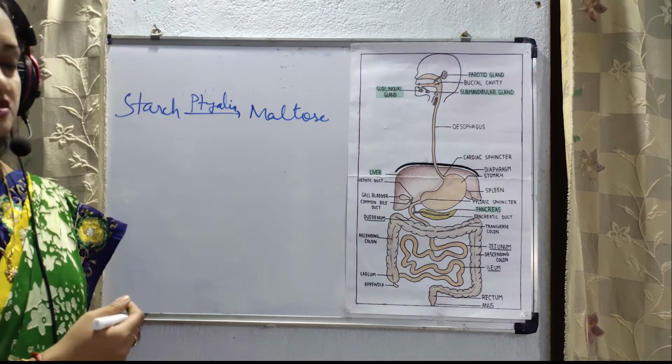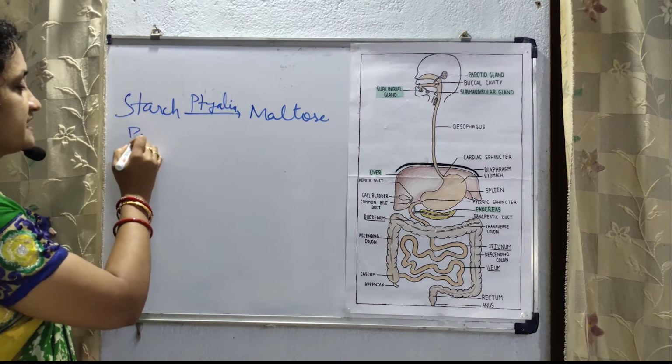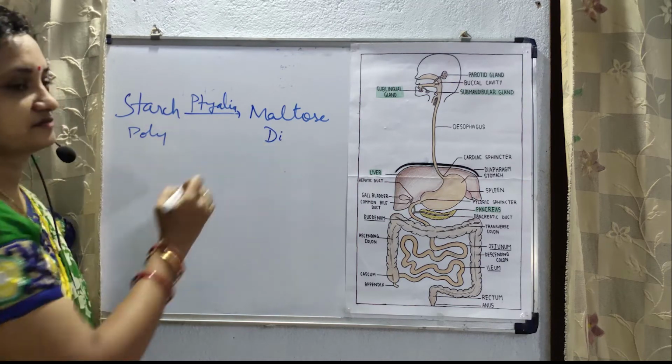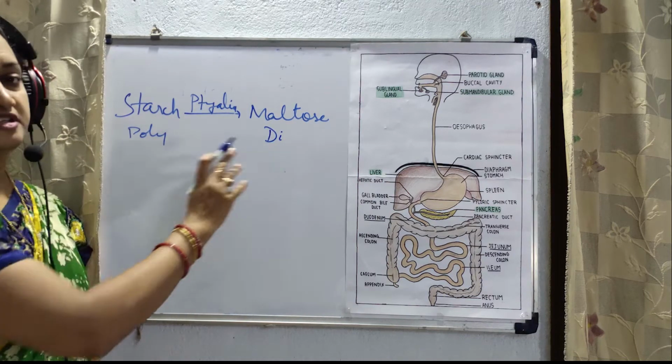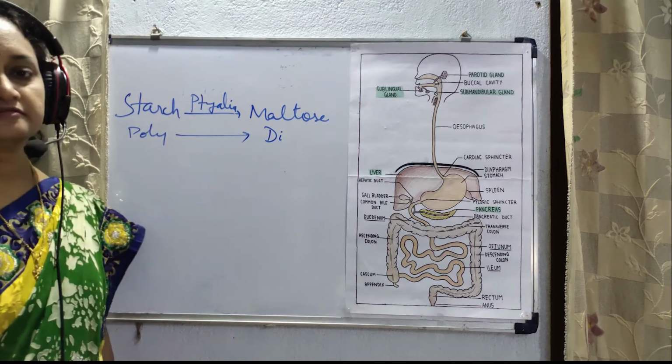So, in this process what happens? Starch is converted to maltose. Starch is a polysaccharide, whereas maltose is a disaccharide. Poly means many, di means 2. So, polysaccharide is converted to disaccharide.